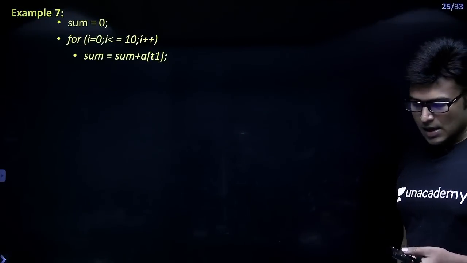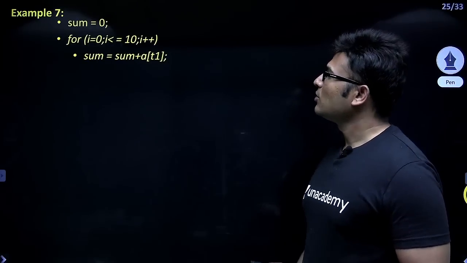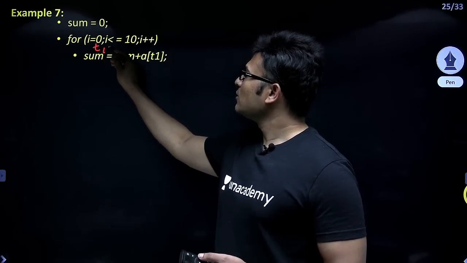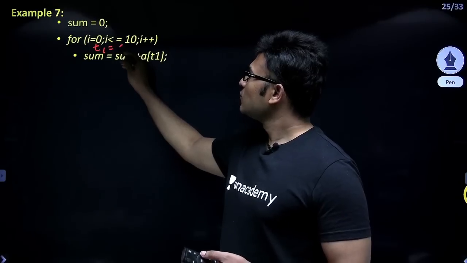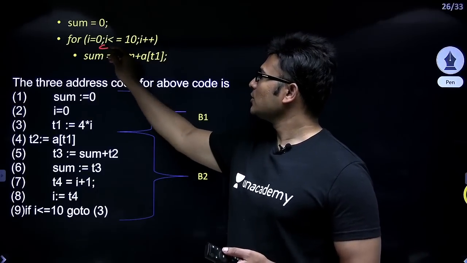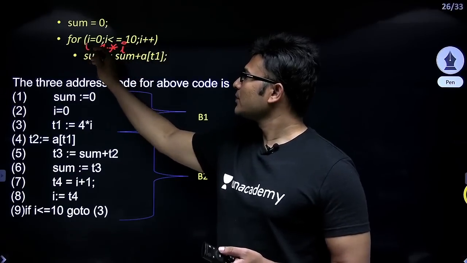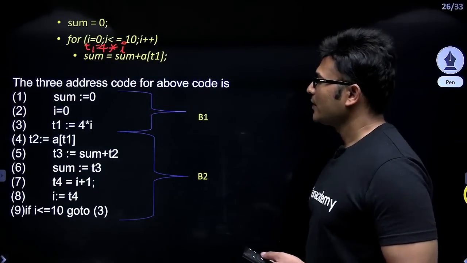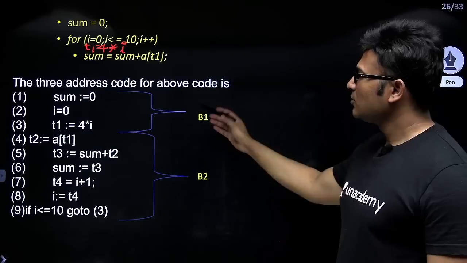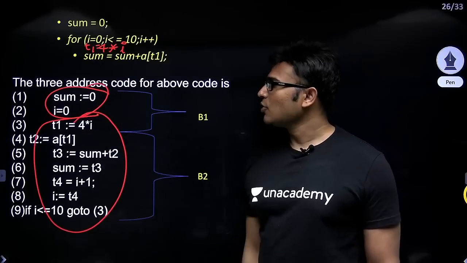Okay, so now I'm giving you a big question. You try solving it. For this, there is one line missing: T1 is equal to 4 into I has to be there. Now for this one, two basic blocks are generated. This is basic block number 1 and this entire part is basic block number 2.